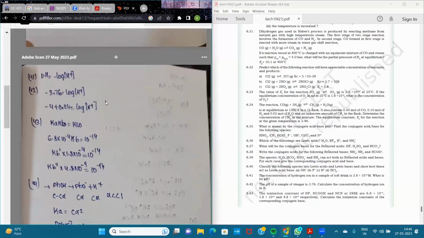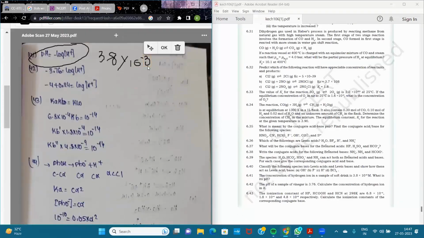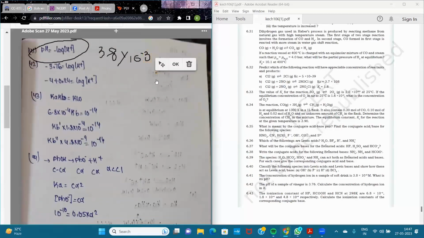Next, 41st question. The concentration of hydrogen ion in a sample of soft drink is 3.8 into 10 power minus 3. What is the pH? pH is minus log of the concentration of H plus. Here, the concentration of H plus is given as 3.8 into 10 power minus 3. If we calculate its log, then it would be 3 minus log of 3.8. Then we can obtain the pH value. Here, note that the pH of acids is always less than 7. The pH of bases is always greater than 7. And for neutral, pH is equal to 7.